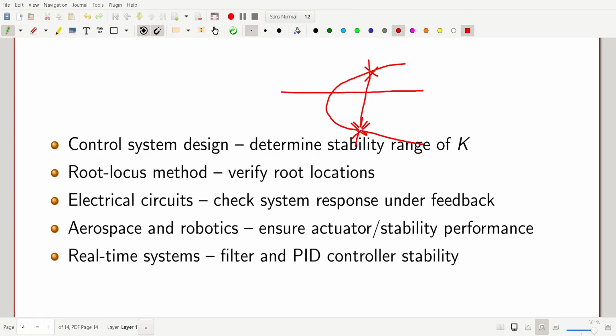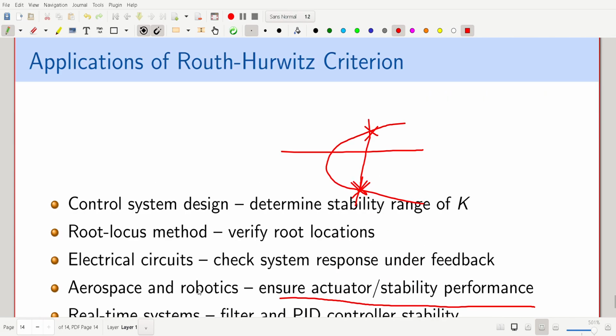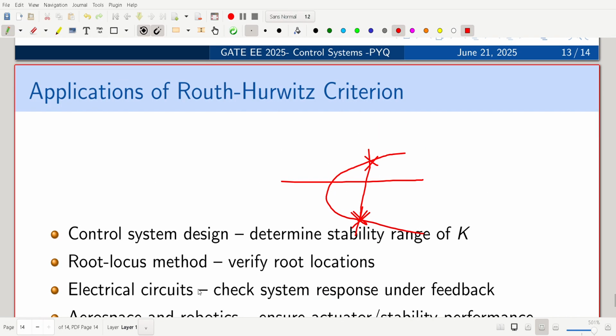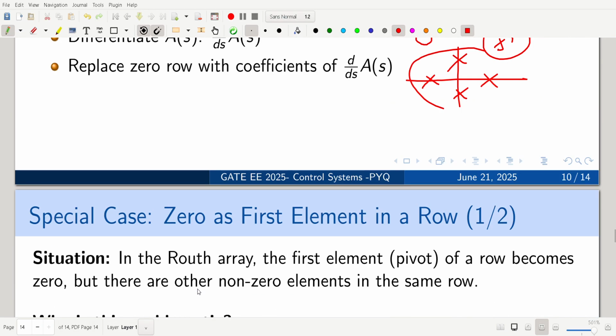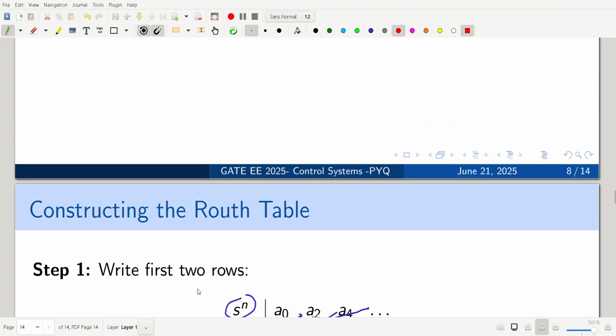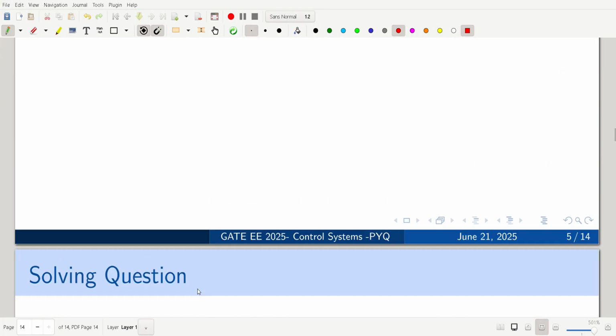In electrical systems, such as system response under feedback, and in aerospace and robotics, we have to ensure actuator stability and performance. Of course, for controllers like PID, PD, some standard controllers, and also custom controllers, we can find the range of gains for which the system is stable or unstable.